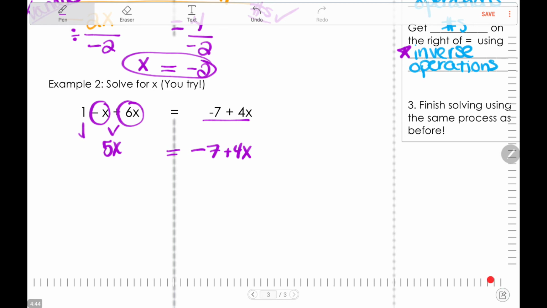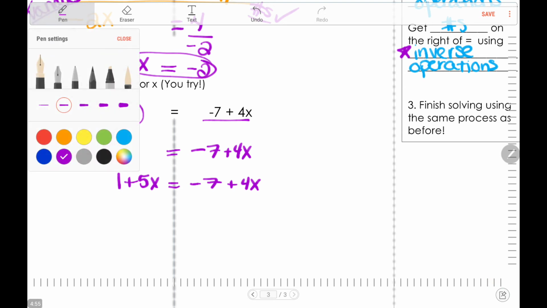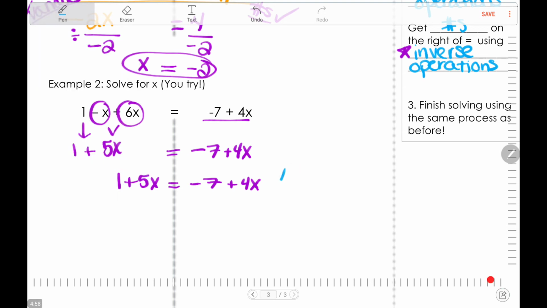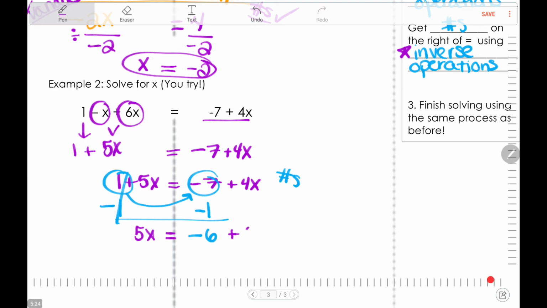And I can't forget about that original 1. So I'm going to rewrite this so it's not sloppy. 1 plus 5x equals negative 7 plus 4x. Alright, so let's get our numbers over to the right. So I see a number here and a number here, and I want to collect them. So I'm going to cross over the equal sign using my inverse. And when I do that, I get -6, and this cancels out to be a 0. But I don't have to write my 0. I bring down everything else. My 5x and my 4x.